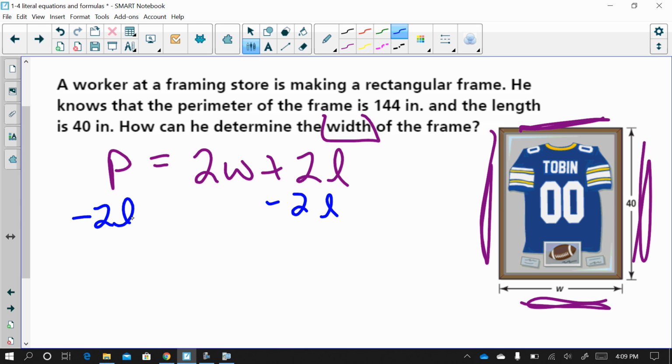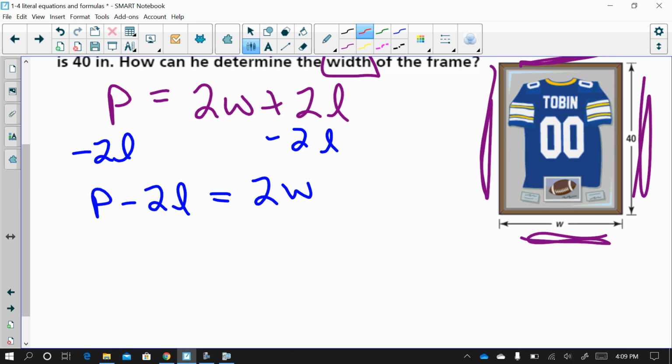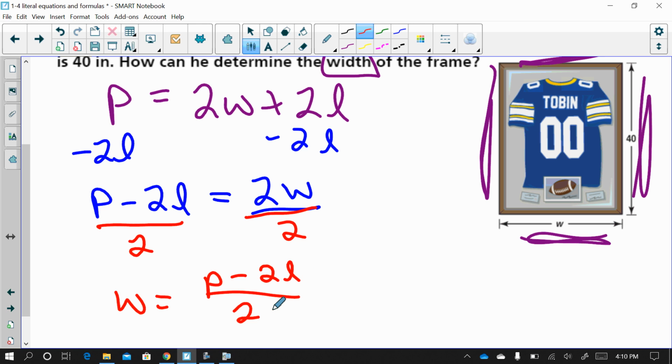Now, can I combine like terms here? No, because those aren't like terms. So now I just have P minus 2L is equal to 2W. Is W by itself yet? Nope. So we need to divide by 2. And so I got W equals P minus 2L divided by 2. This fraction can't be simplified anymore, so I'm just going to leave it.